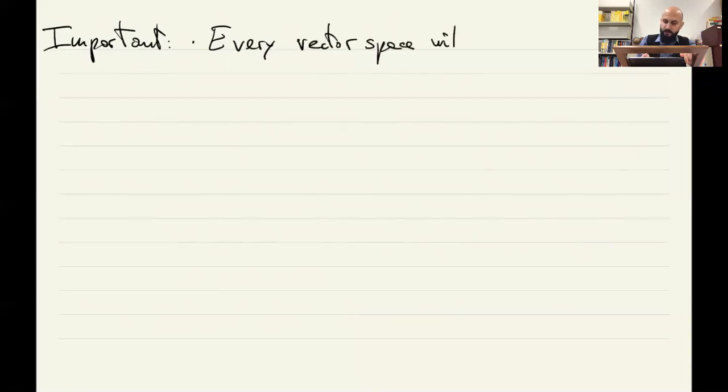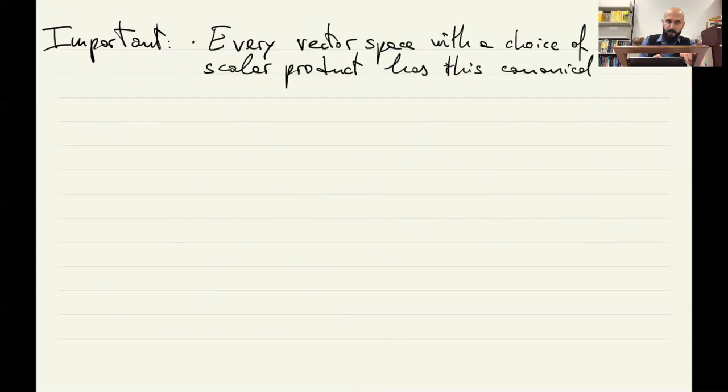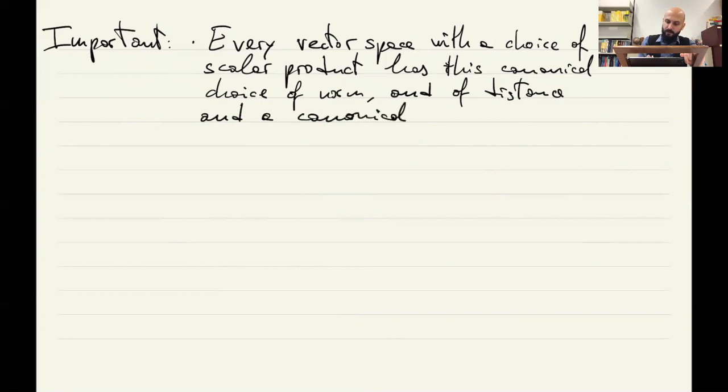Let's write this as an important remark. So every vector space with a scalar product, so with a choice of scalar product, has this canonical choice of norm and of distance, and therefore a canonical topology.